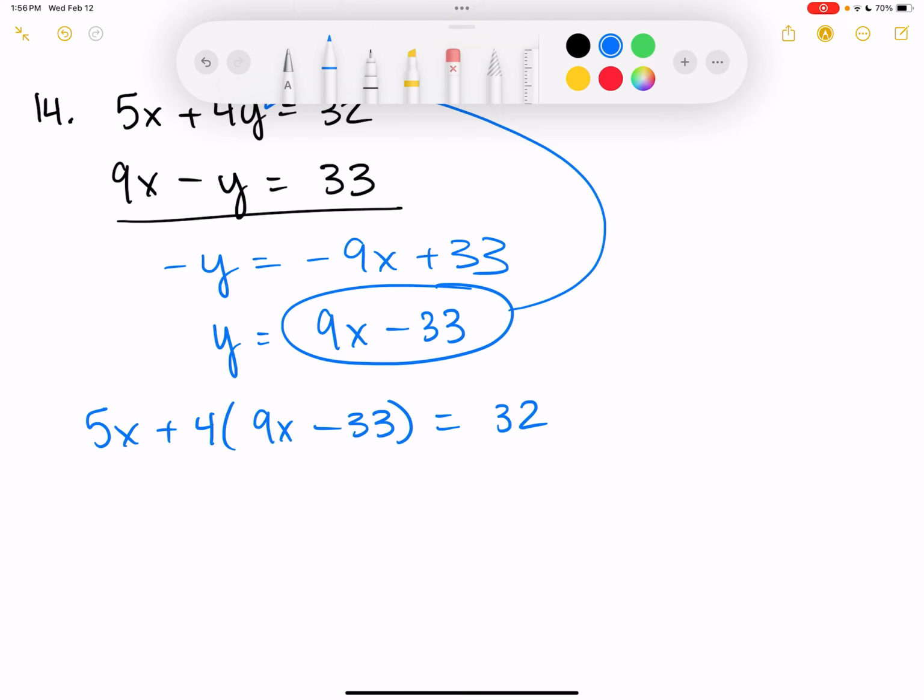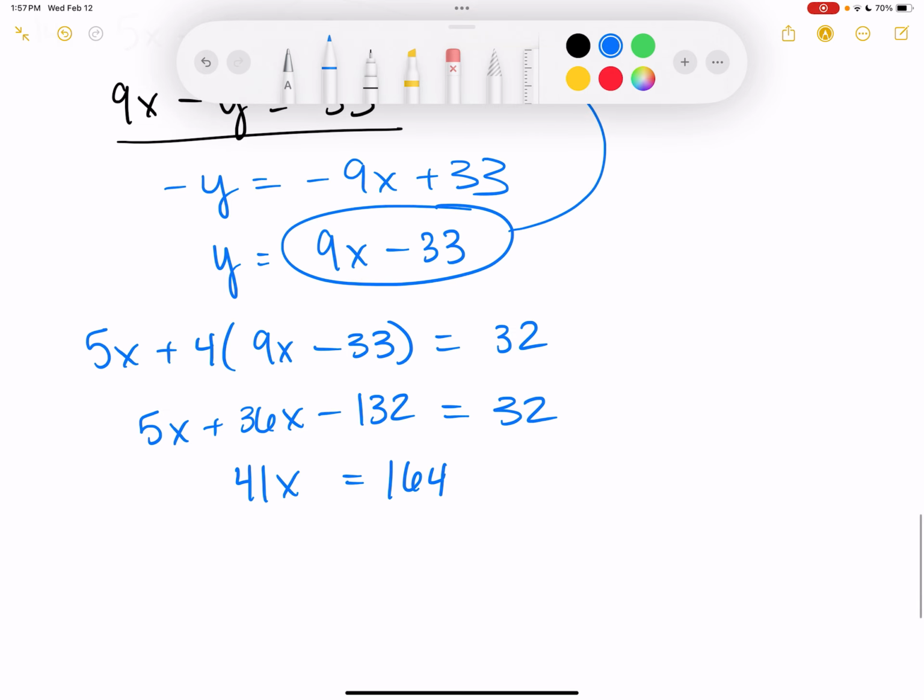So what do I get when I distribute this? 5x plus 36x minus 132. Minus what? 132. Now what do I need to do? Combine like terms. So 41x, and I'm going to go ahead and move over this 132. So 32 plus 132 would be 164. Divide, was that 4? 164 by 41, 4.